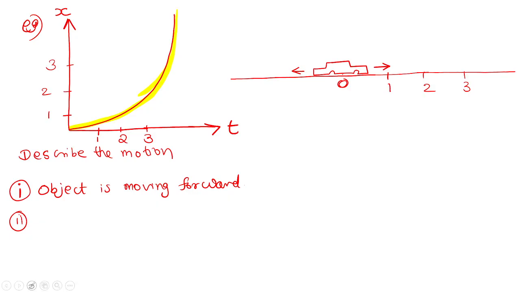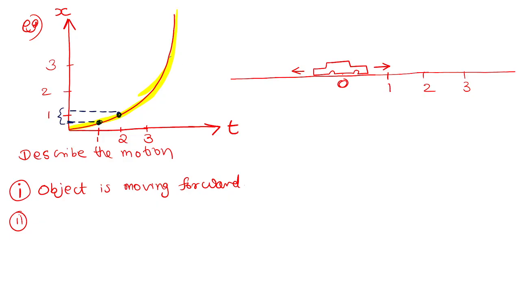For that purpose, look here. Initially, for a 1 second time, understood, the displacement is too small. Velocity is the displacement in 1 second, right? So initially in 1 second time the displacement is too small.